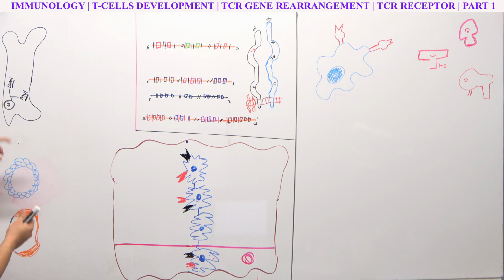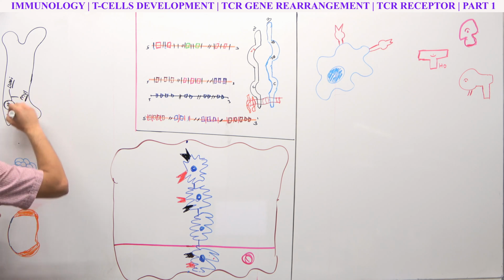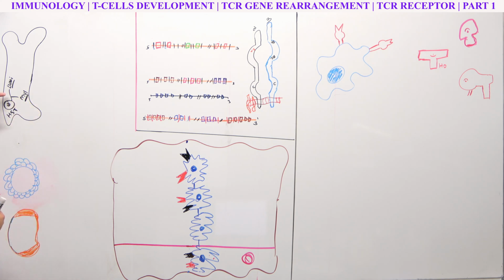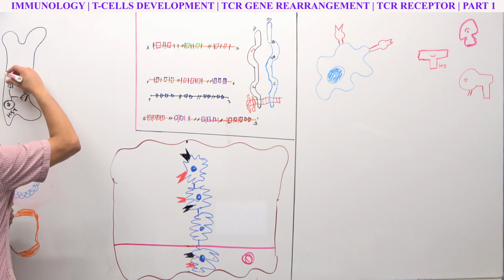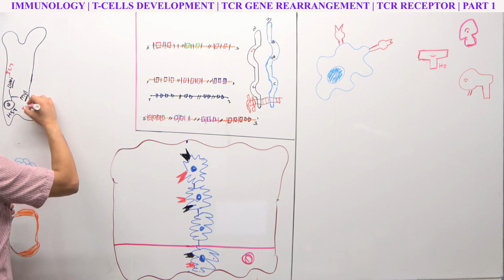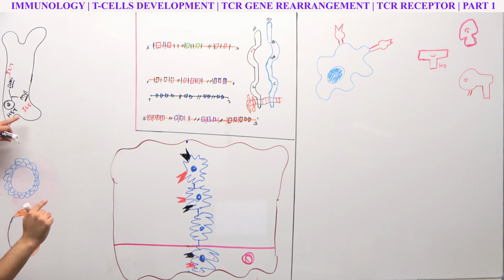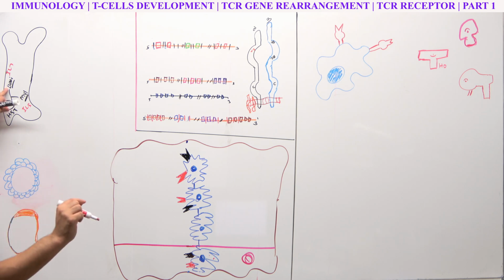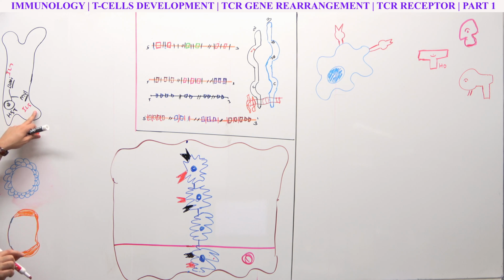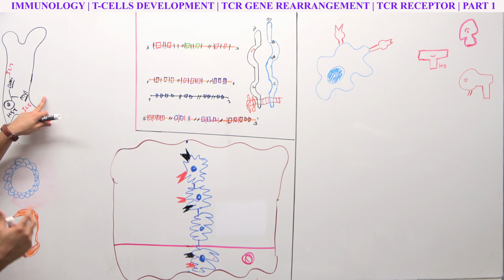From these hematopoietic stem cells, based on the cytokines, and you have to remember this, either interleukin 7 or interleukin 3, how do the stem cells know whether they are going to make lymphoid cells or myeloid cells? Remember, myeloid cells are red blood cells, platelets, and white blood cells like neutrophils, eosinophils and basophils.